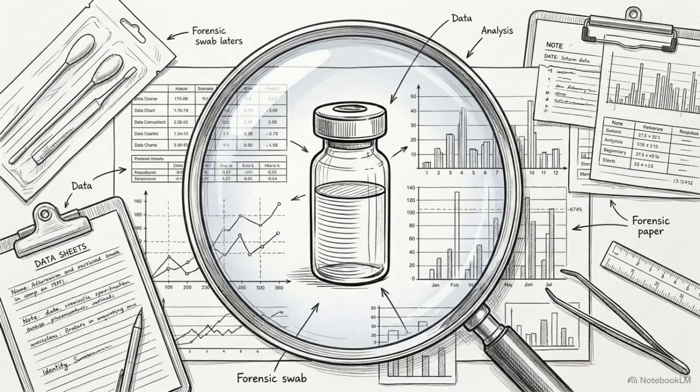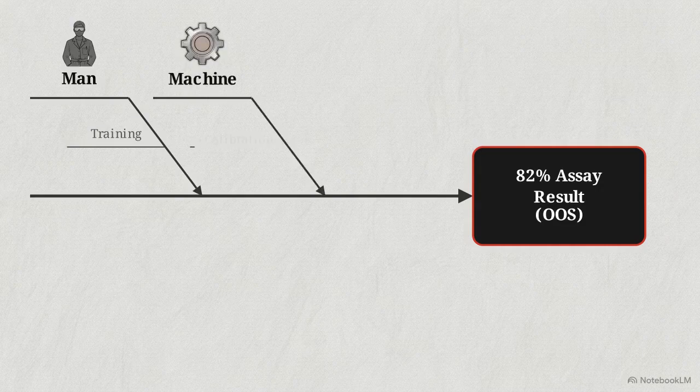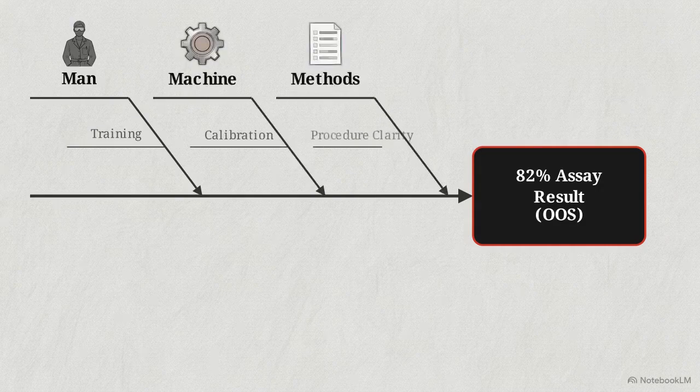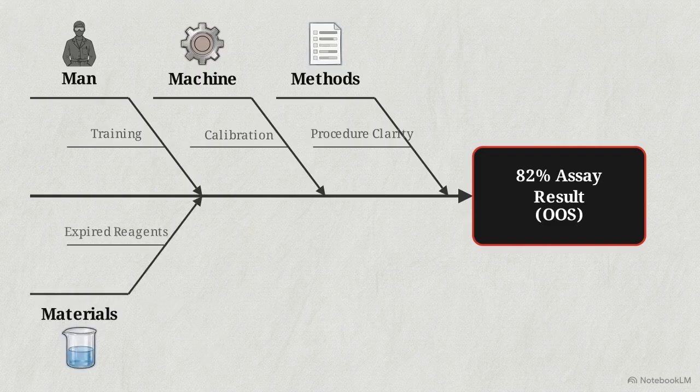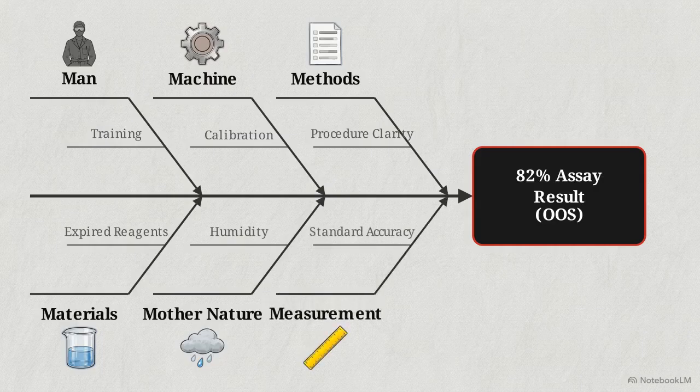Phase 1B transitions the investigation into a rigorous forensic audit of the entire testing environment to see if a hidden error skewed the data. We use the 6M's Fishbone diagram, where the central spine leads to the failed 82% result. We examine man, machine, and methods for training, calibration, and procedure clarity. Then we check materials, Mother Nature, and measurement for expired reagents, humidity, and standard accuracy.